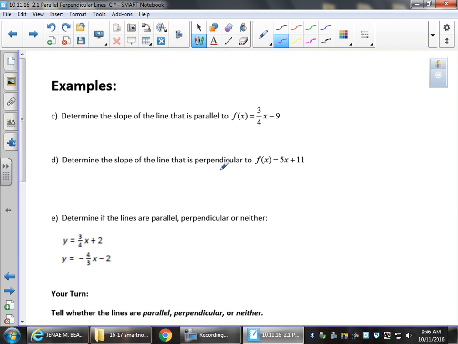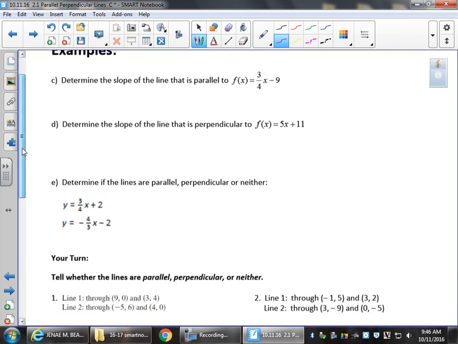We have 3 more examples to wrap up. These are fast. As soon as we know what to look for, it's fast. Determine the slope of a line parallel to this one. Parallel lines, what do you know about the slope? Same. So a line parallel to this would have what slope? 3/4, and I'm done. That's it. How about perpendicular to this line?